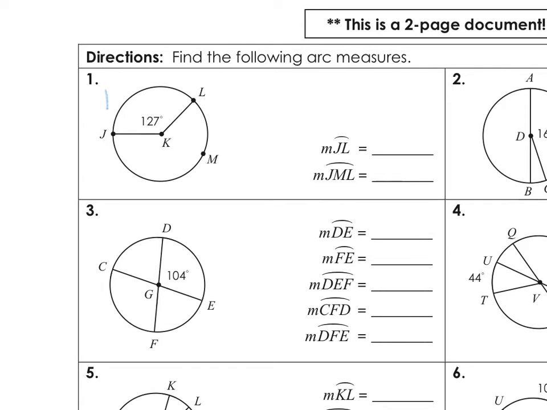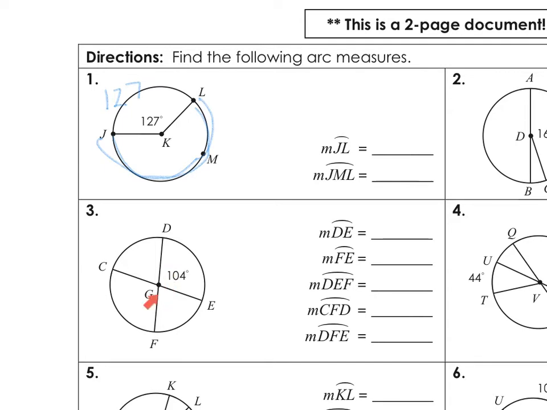So this would be 127. Now to figure out this one, JML, remember, you go JML, so you use the points to tell you which direction you're going on a circle. J to M to L. So how many degrees is this whole arc? We'll just take that number and subtract it from 360 because the whole circle is 360, okay?